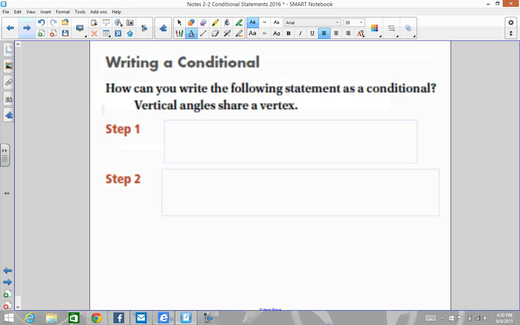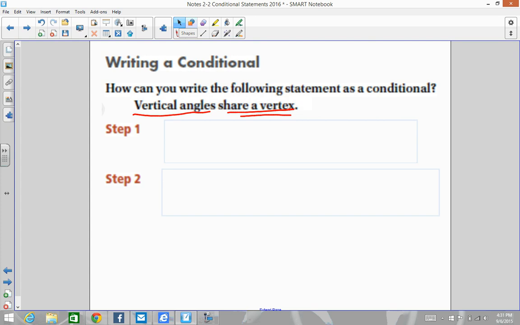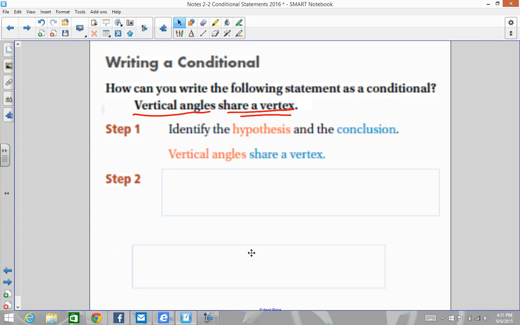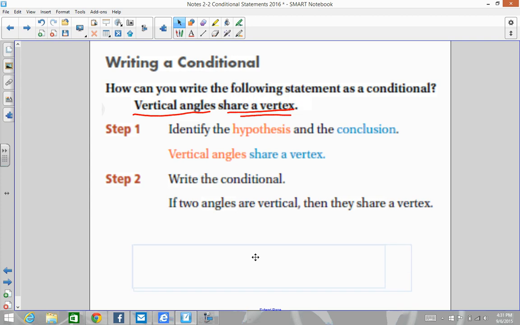Okay, so writing a conditional statement. When you're going to write a conditional statement from a statement that's not in if-then form, you have to convert the statement to if-then form. When you're doing that, you want to look at the statement and look for your verb and things like that. So we have: vertical angles share a vertex. This is our hypothesis, and share a vertex is our conclusion. So when I write the if-then version, the hypothesis is vertical angles, the conclusion is share a vertex, and so we have: if two angles are vertical, then they share a vertex.